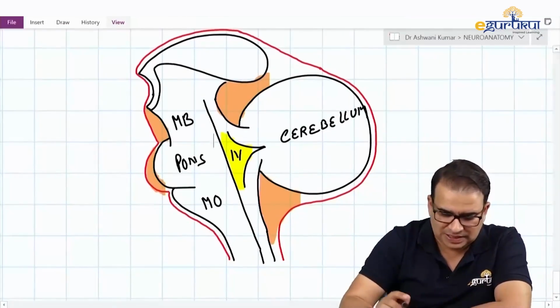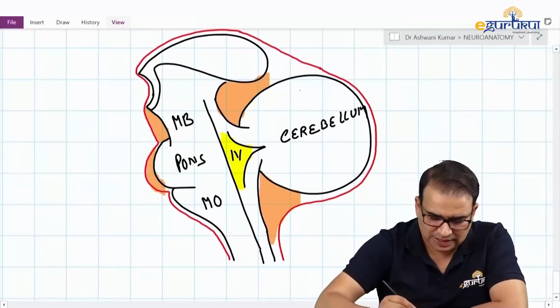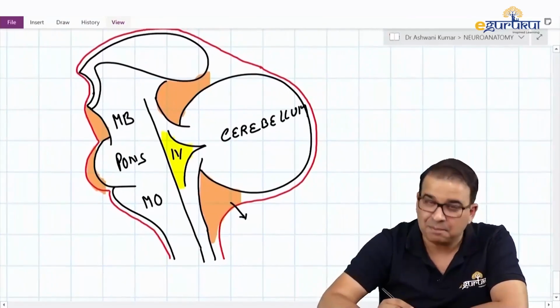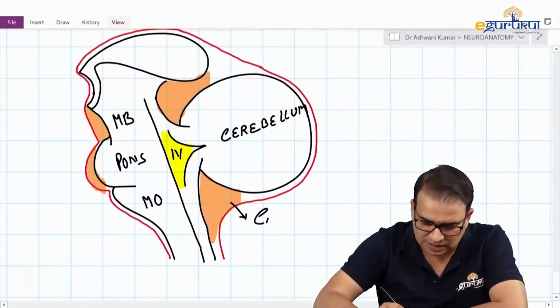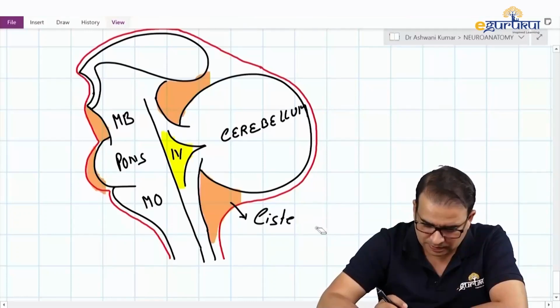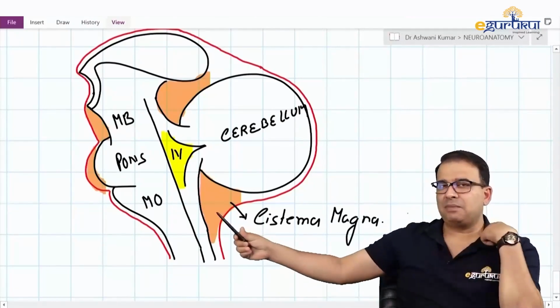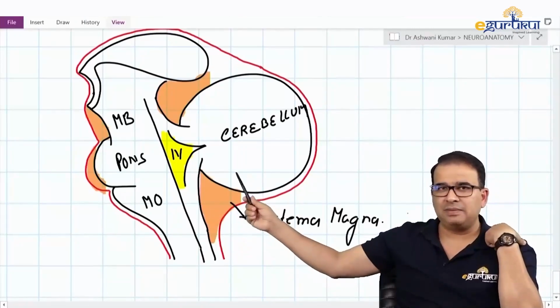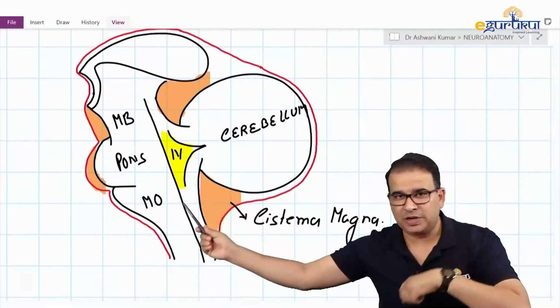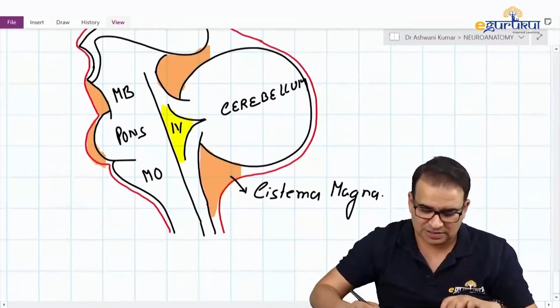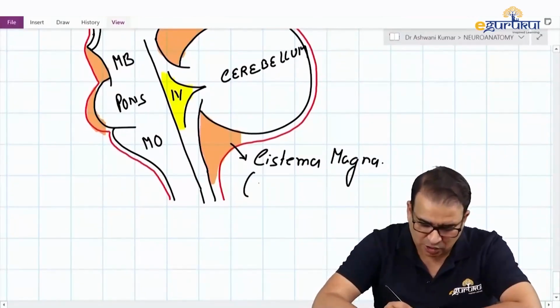Now what cisterns are these? Let's name them first. Let's start with the largest one, this cistern here, called cisterna magna. It's a big cistern, so we call it cisterna magna. Either you call it cisterna magna or you can even call it cerebello-medullary cistern. You can see it is situated between the lower part of the cerebellum and medulla. So we call it cerebello-medullary cistern.